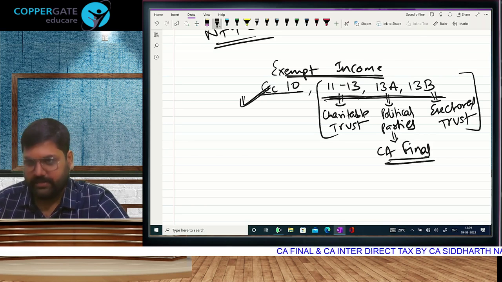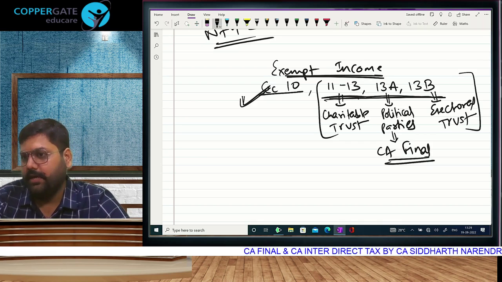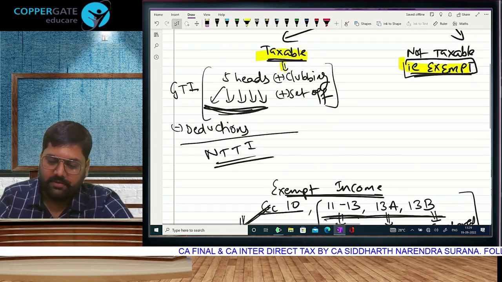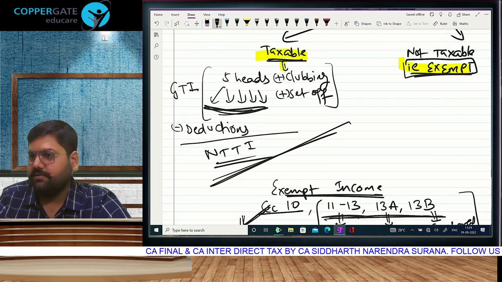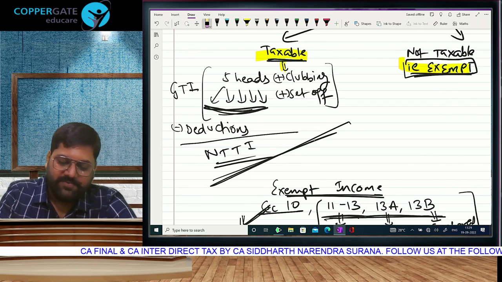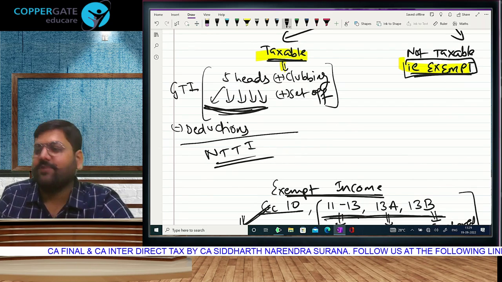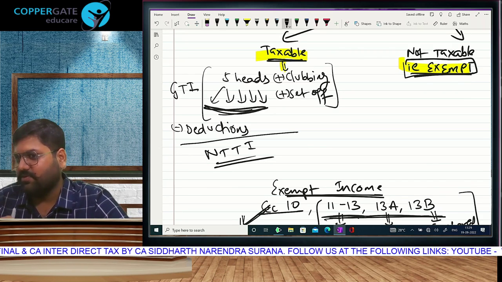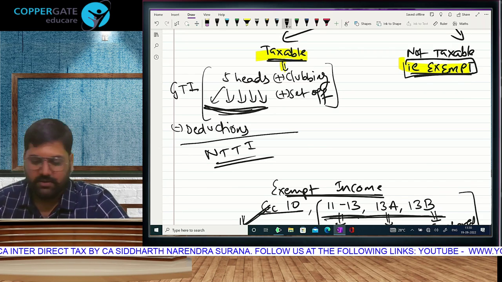Biggest subject in terms of size in Inter and Final both. Out of those 43, these 8 are repeated, and you know no full portion is repeated. But we don't spend time in teaching people the meaning of previous year and assessment year once they come to CA Final. That is an insult to your talent also.